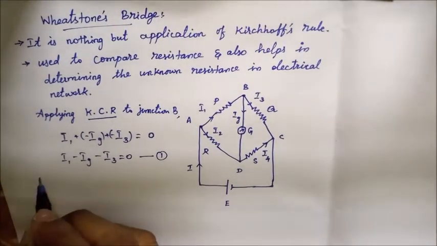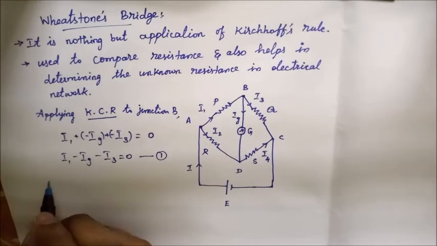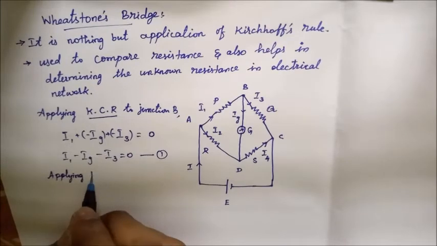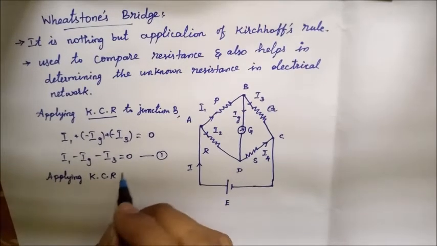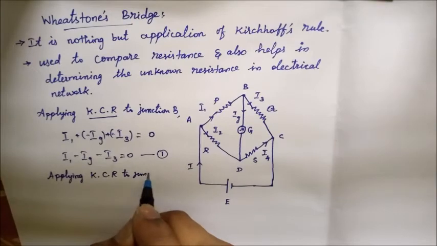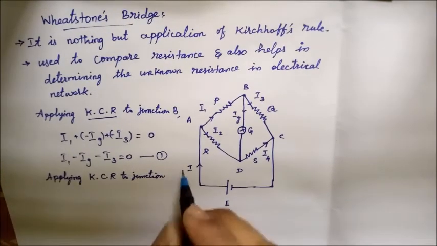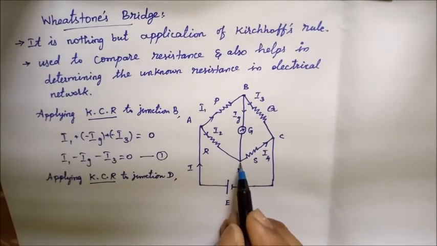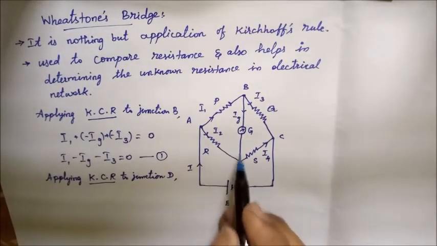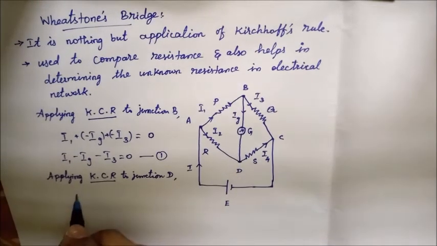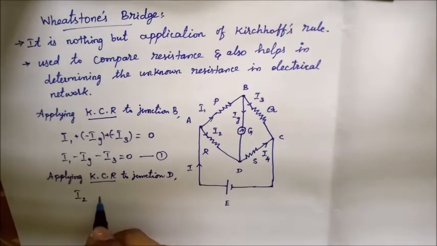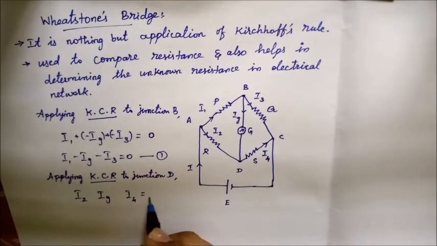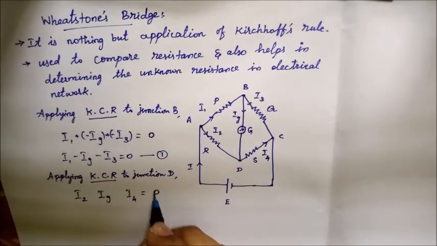The same way, we have to apply Kirchhoff's current rule once again at the junction D. So at this junction D again three currents are involved. One is I2, then Ig, then I4. The sum of the three currents is nothing but 0.